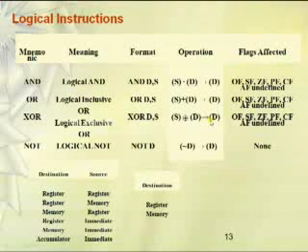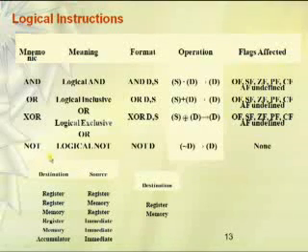Now what is this XOR operation? If 2 bits of the operands are the same, then the output would be 0. If 2 bits of the operands are dissimilar, then the output would be 1.